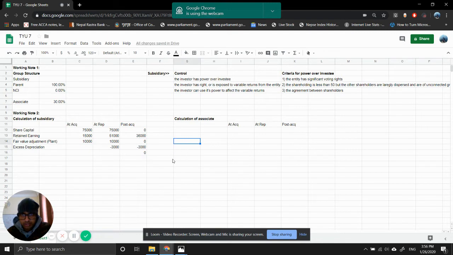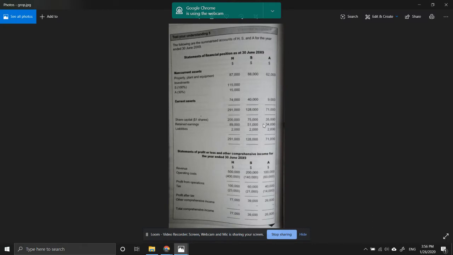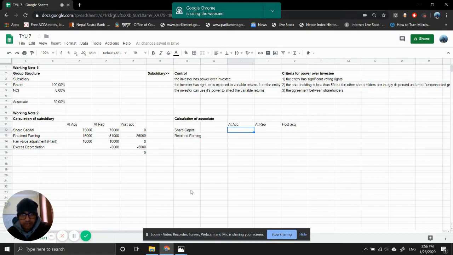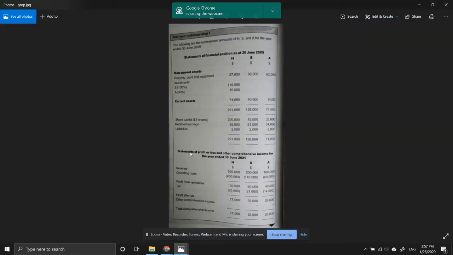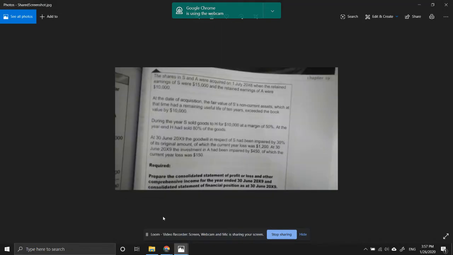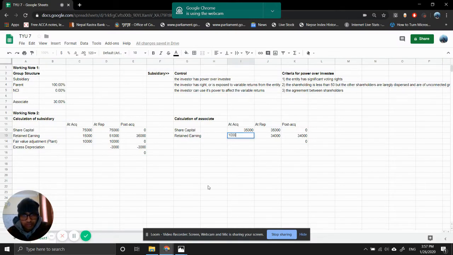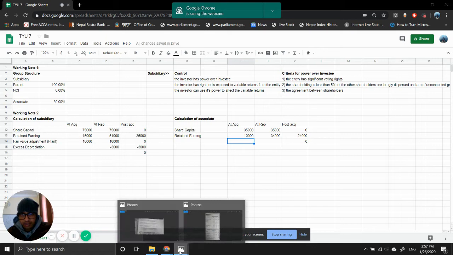Okay, so let's do the same for the associate. So what was the share capital? 35 and 34, right? 35,000, 34,000. Okay, so that's done. 35,000, and then after that retained earning. What was the retained earning? So retained earning when it was acquired, 10,000. Okay, so 10,000, right? Anything else that we are given?